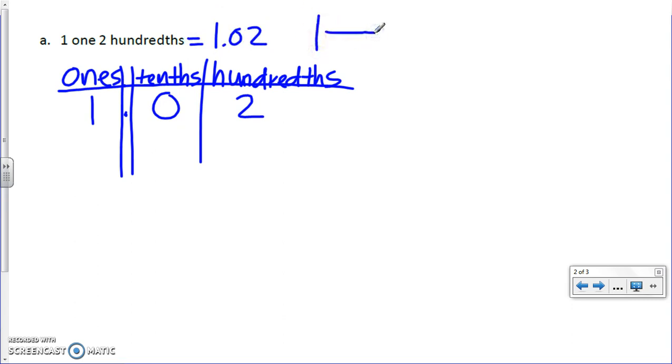Now, when it comes to using the denominator, we're always going to read to the smallest denominator we have. We have tenths and we have hundredths. We have a 2 in the hundredths place, so we're going to need to use hundredths, and we can put a 2 up top. So I could also write it as 1 and 2 hundredths.